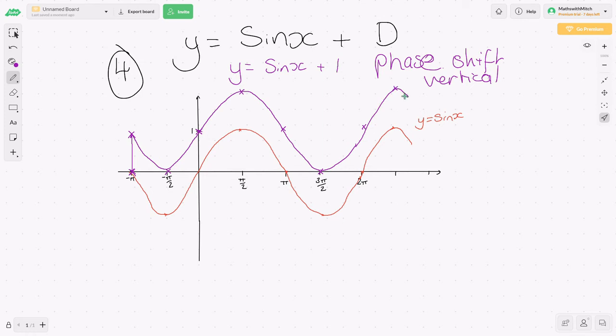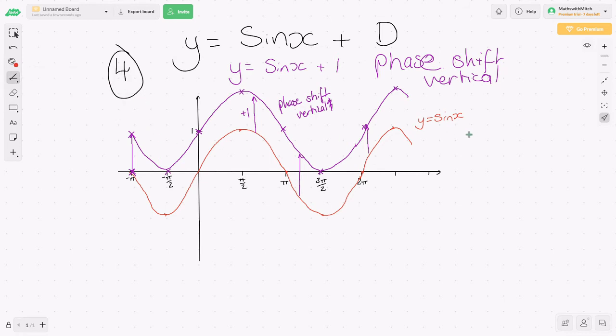Of course, if you had a steadier hand than me, it would look better, but what we're saying here is at each point here, it is plus 1. So phase shift vertically by 1. Now a different way to look at it is to think of the midline before. So I mentioned midline when I talked about the amplitude.